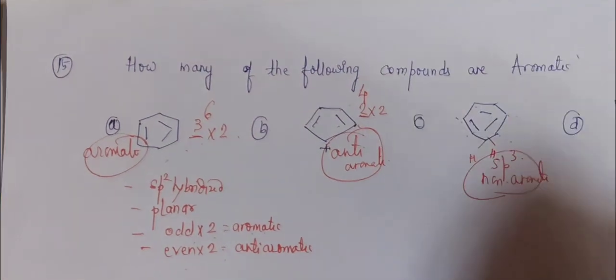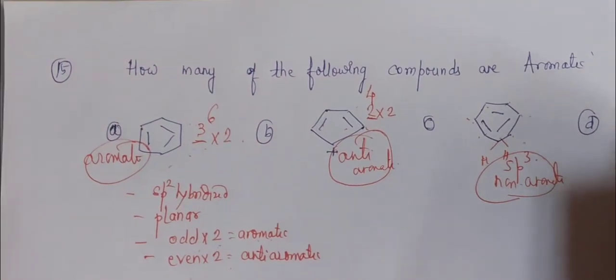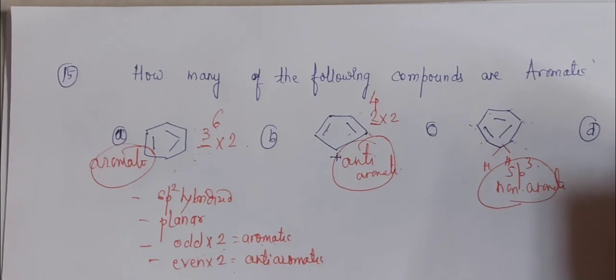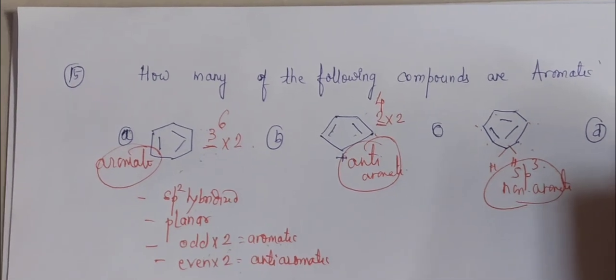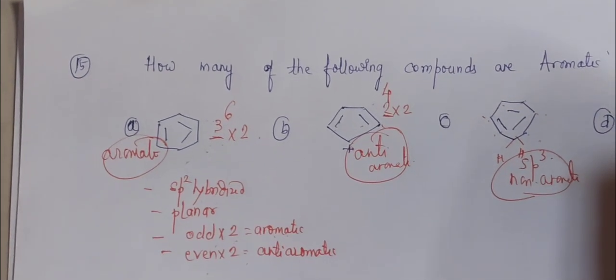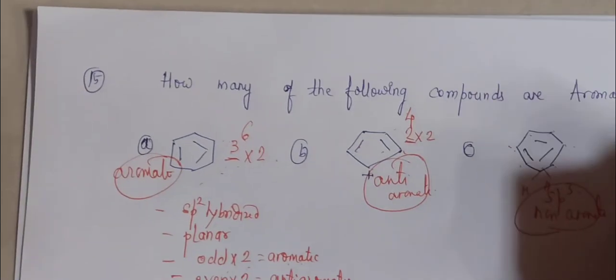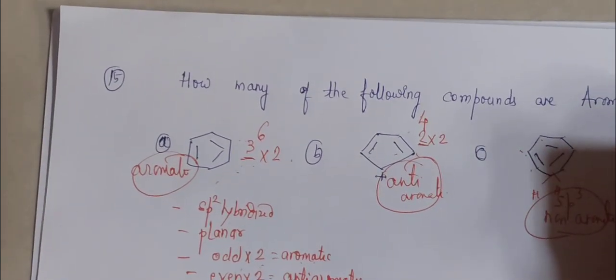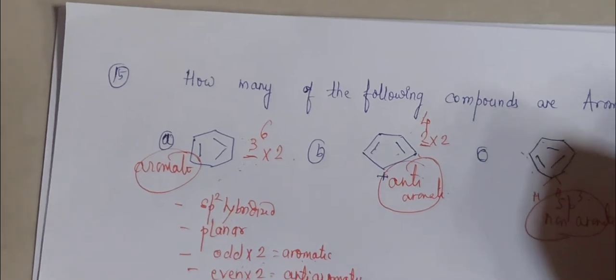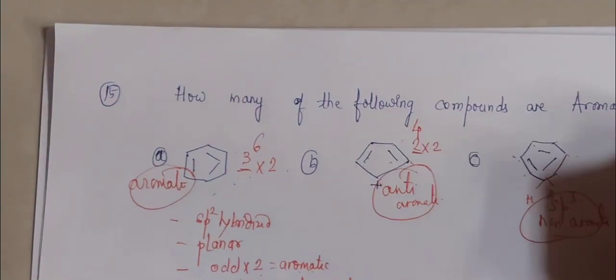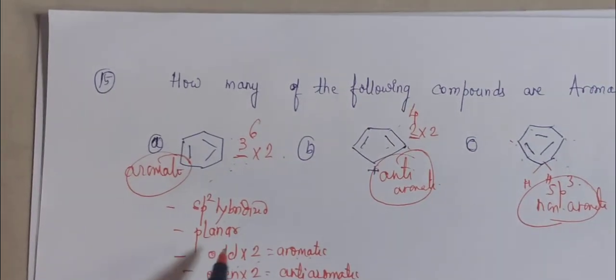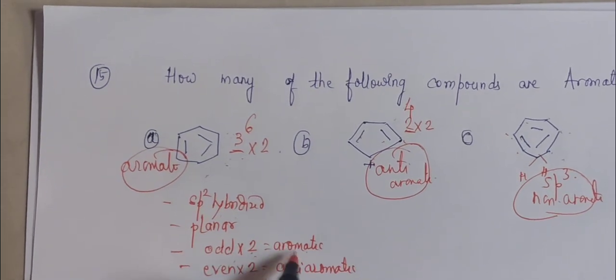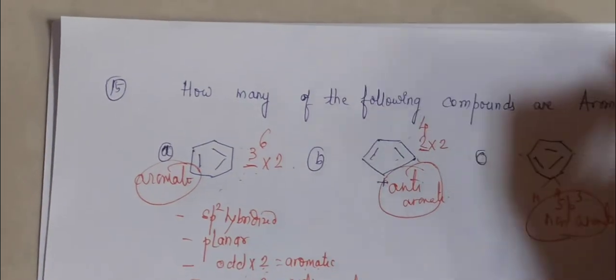Please remember this. In this case, we have sp2 hybridized, sp2 hybridized, sp2 hybridized, because of a shortage of hydrogen. So we have 2 electrons. So that is something into 2. What into 2 will give you the answer in this case? It is odd. So odd into 2 is aromatic. So this is odd, so this is aromatic.